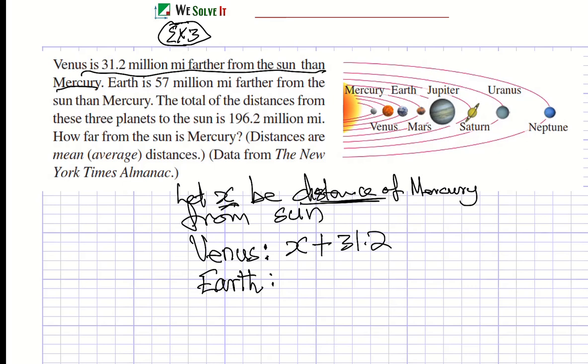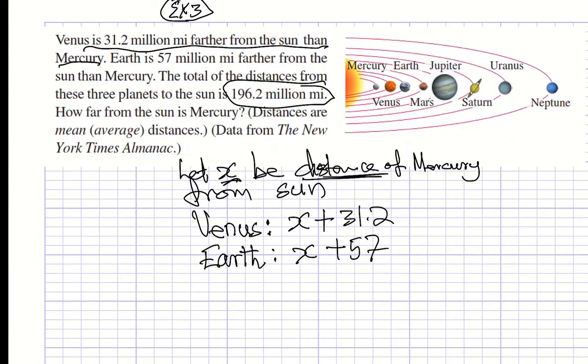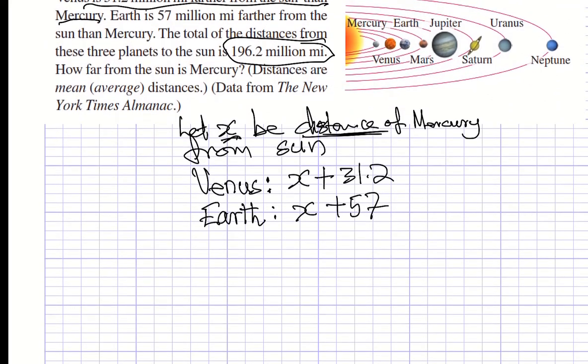Everything is being compared to Mercury. So Earth is x plus 57. All these are in millions, right? Okay. So you see the way I'm writing it? And then they gave you the total. Where is the total? The total from the sun for all of them is right there: 196.2. So basically, don't let the fancy diagram confuse you.